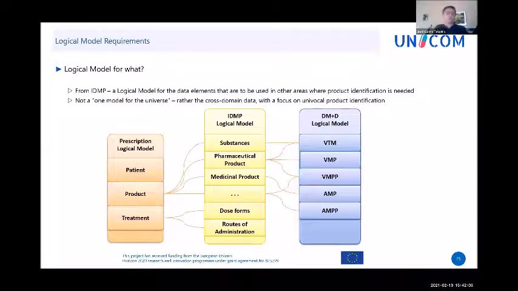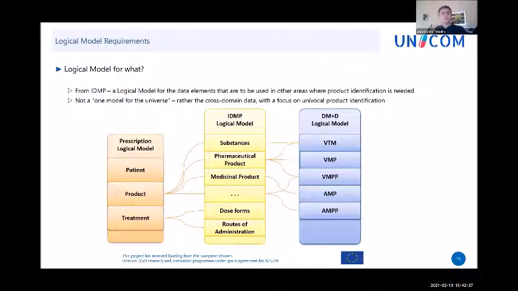Because if we are doing the prescription logical model for a product, that's normally very simple. It's just one identifier and maybe a couple of other attributes. If we define the logical model as it is in IDMP, that can be used for other purposes, that's much more complex. And if we take a commercial provider of the drug information in one country, then the model will be slightly different. And that's actually one of the problems that we're trying to address.